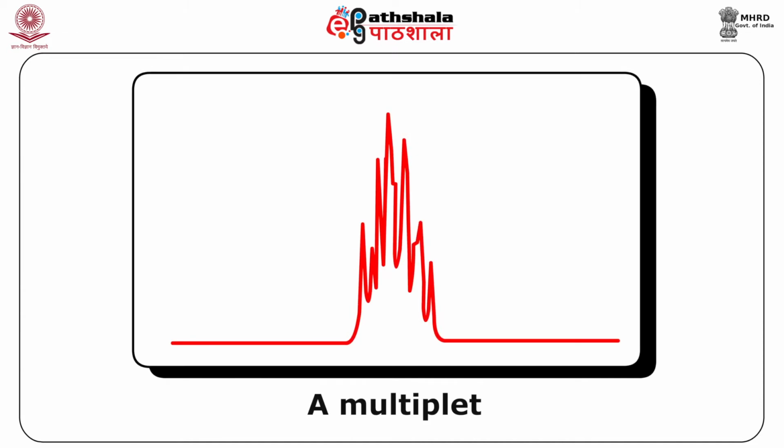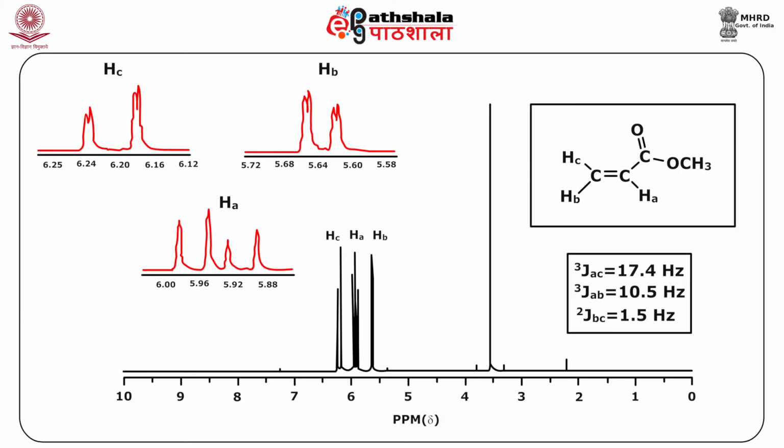Now students, in most cases the J values are not much different, and we will observe neither a clean quartet of triplets nor a clean triplet of quartets. Many of the peaks overlap, producing a multiplet, and it is difficult to extract the J values from this. Similarly, the splitting pattern, which is of second order splitting, for methyl acrylate can be explained.